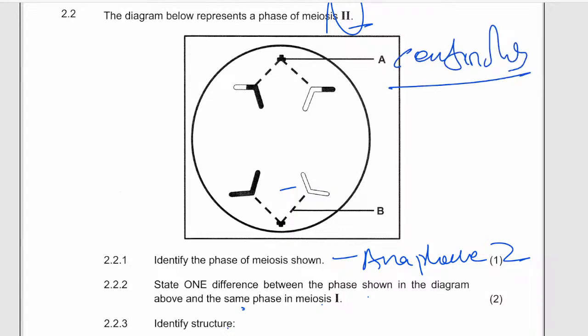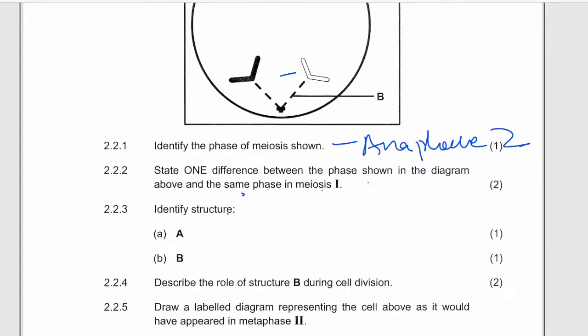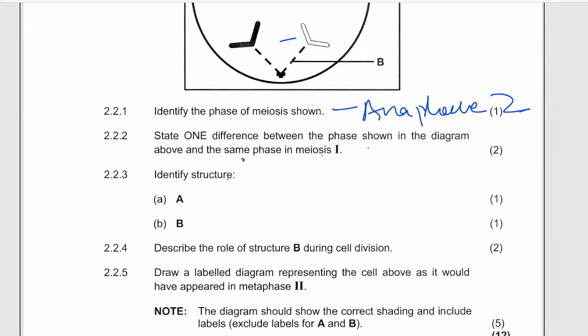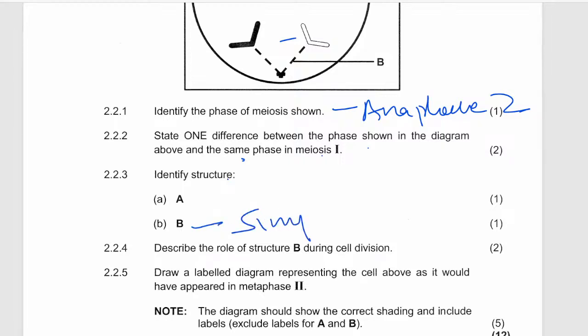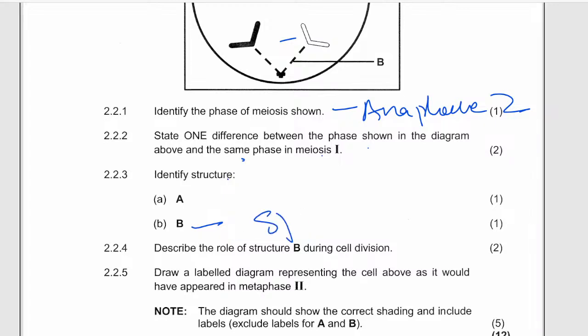Centriole. Someone is going to say, what about centrosome? This is not a centrosome, it is a centriole. So if you wrote centrosome, it will depend on the examiner. Then B is spindle fibers or spindle threads. Yes, or spindles maybe. But spindle fibers, spindle threads, those are the most correct answers.